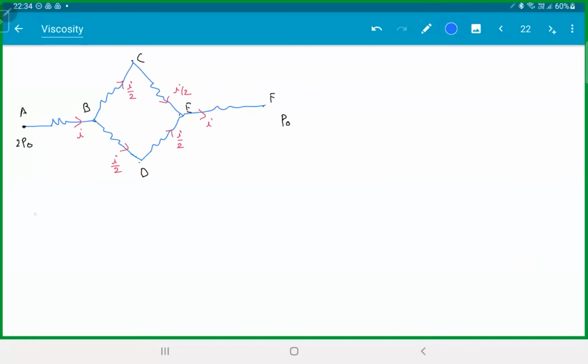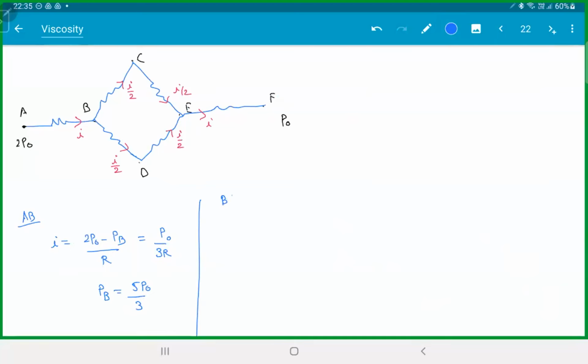So when you write from A to B, the current I will be 2 P naught minus PB by resistance R. I is nothing but, just now we calculated it, P naught by 3R. So R and R will cancel, PB will be 2 P naught, 2 minus 1 by 3, 5 P naught by 3. Understood what it is? Just you have to take for each section.